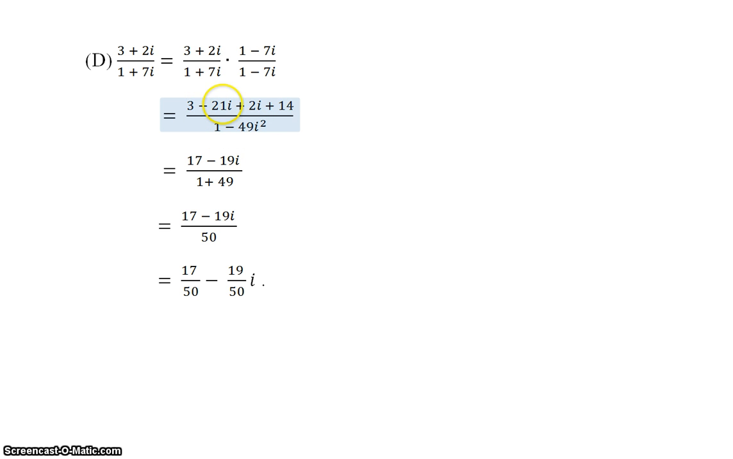Then, in the numerator, we can combine like terms. 3 plus 14 is 17, minus 21i and plus 2i is negative 19i. Because i squared is negative 1, in the denominator we will get 1 plus 49, which is 50. And then we can write this by dividing 17 by 50 and 19 by 50. And we will write this as a complex number, 17 over 50 minus 19 over 50i. So the quotient of these two complex numbers is this complex number.